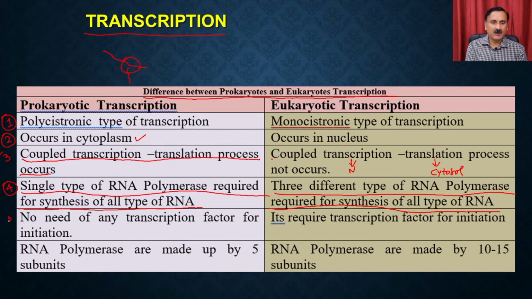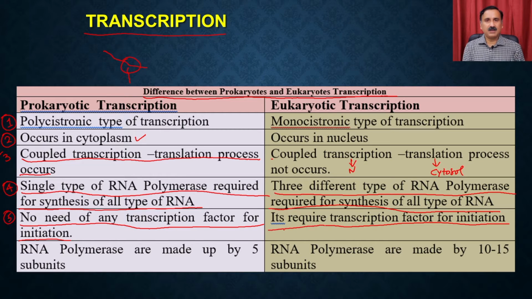Then in the case of the prokaryotes, you don't need any transcription factor for the initiation, which means the RNA polymerase present in the prokaryotic system is fully independent in terms of initiating transcription, whereas in the case of eukaryotes, it requires transcription factors for the initiation. So this is a very important step because it actually gives more control over the process of transcription, right.